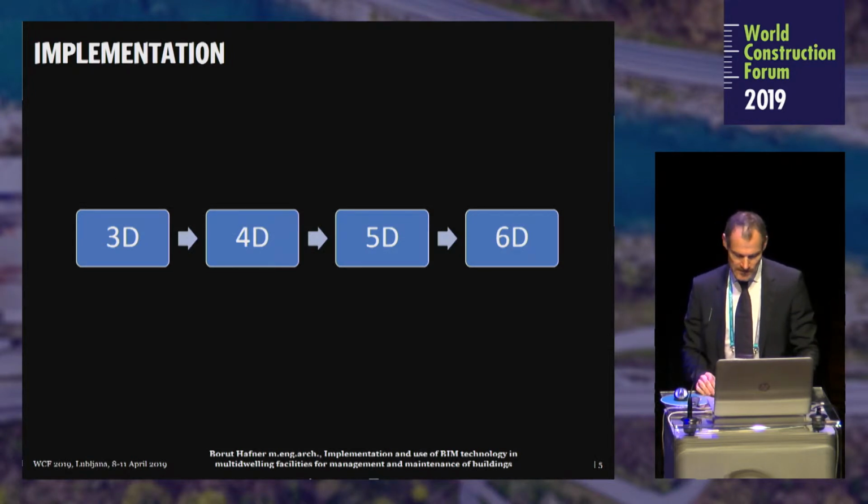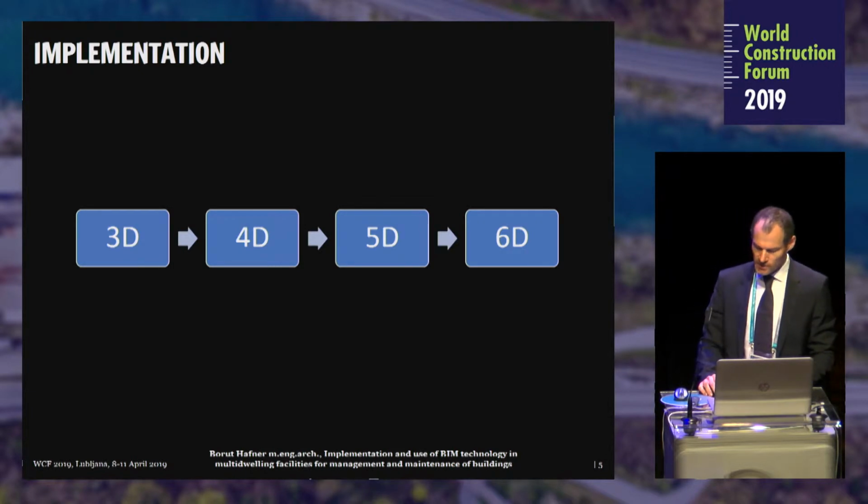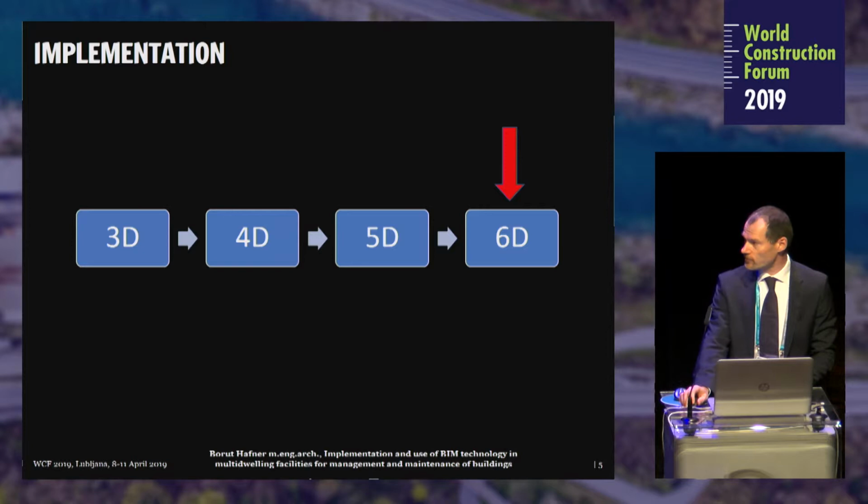So this is the normal phase order in the process of BIM technology, but we skipped the first 3 parts and went straight to the 6D. But for facility management, you also need a 3D model.